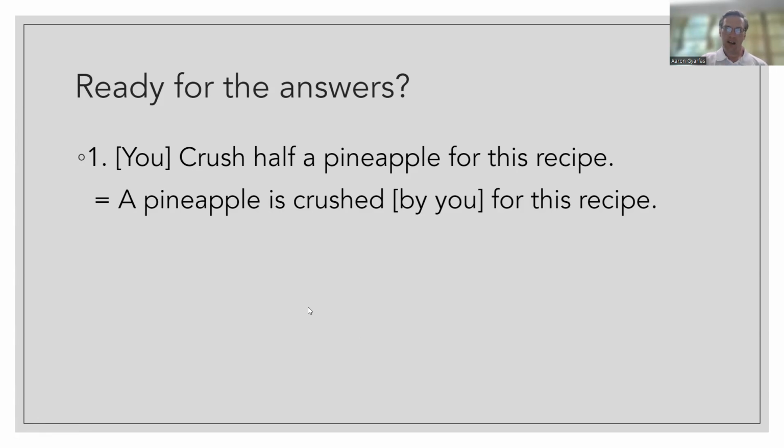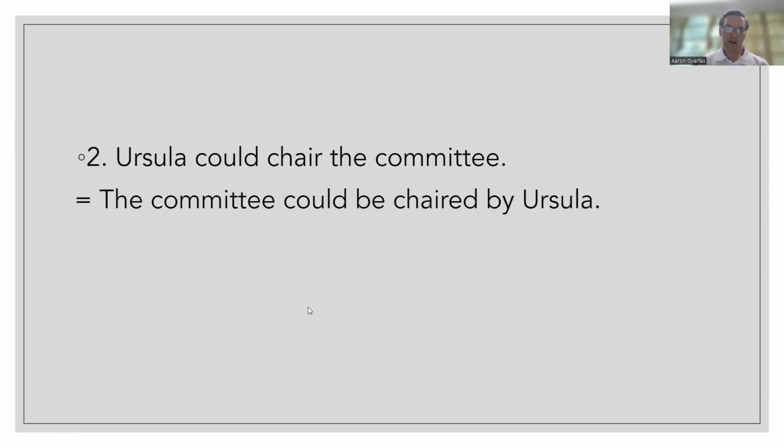Number two, what did you get? Okay. We have could chair, that's modal. We need to keep the modal, but here we take the direct object committee, move it to the front. You need a be verb. Okay. Could be. Past participle of chair is chaired. Just add an ed. And if we're keeping the by phrase, by Ursula.